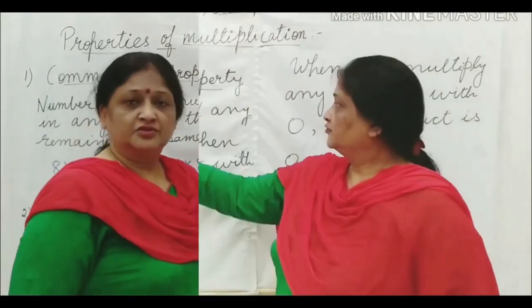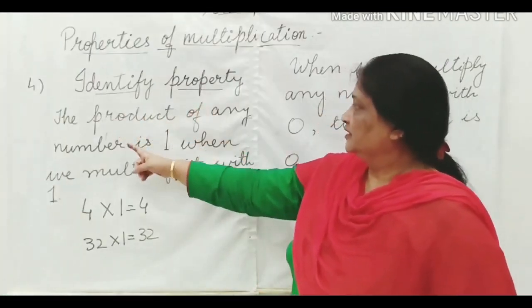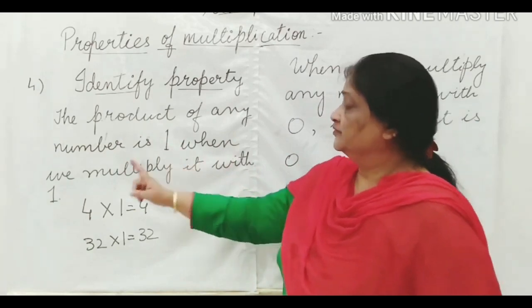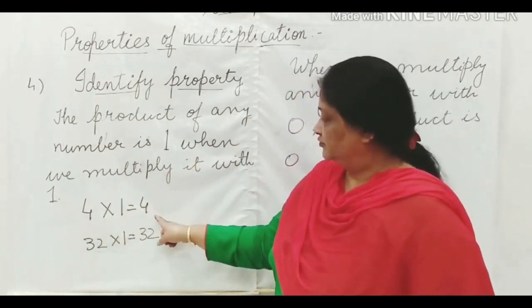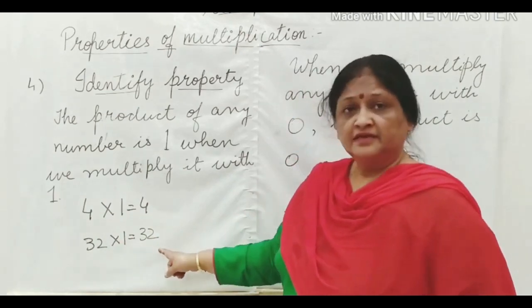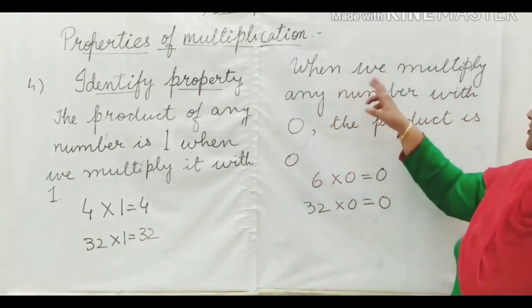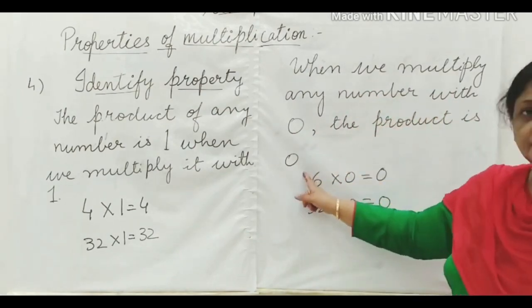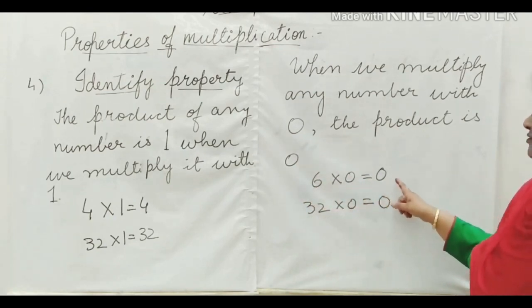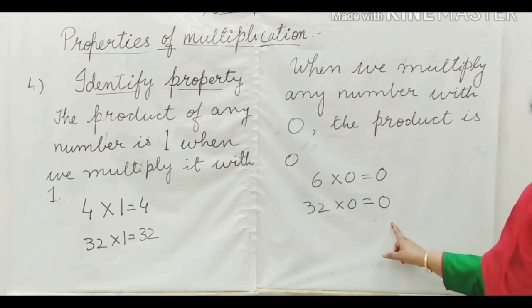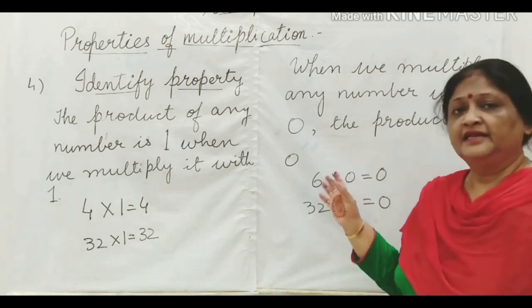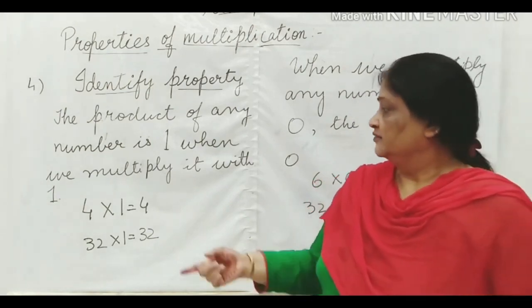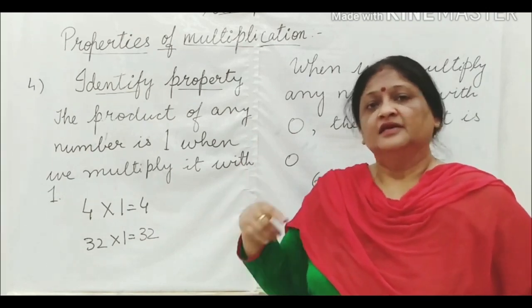So this is your fourth property, the identity property, in which the product is the number itself when we multiply the number with 1. That is, 4 multiplied by 1 is equal to 4. 32 multiplied by 1 is 32, children. Another one is that when we multiply any number with 0, the product is 0. Like 6 multiplied by 0 is equal to 0, 32 multiplied by 0 is equal to 0. That means when we multiply any number with 0, it becomes 0.